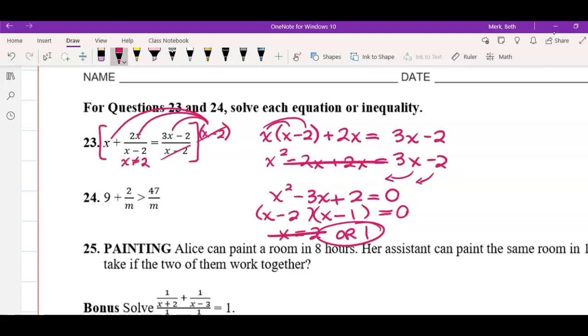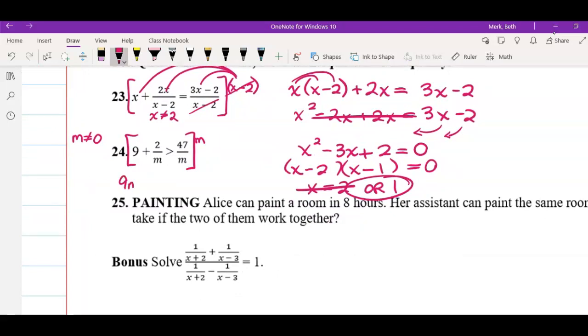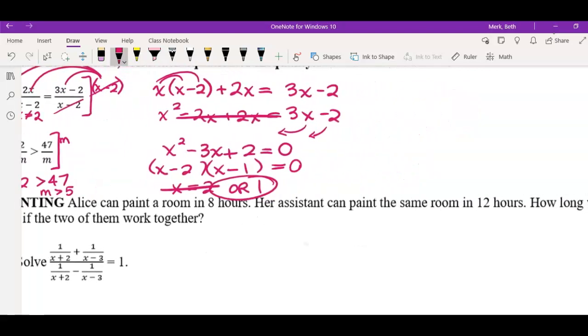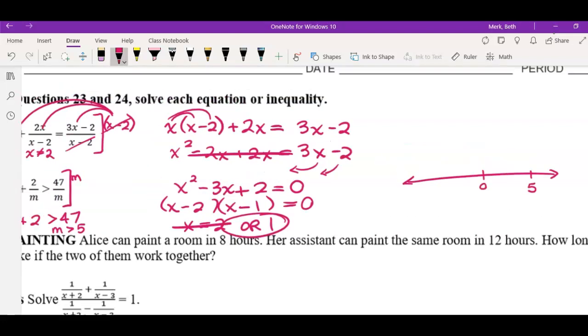When we're dealing with inequalities, we make a little note that m cannot equal, in this case, 0. And then we solve it just as we did the last problem. This gives me 9m plus 2 greater than 47. And when I solve that all the rest of the way, I get m greater than 5. But recall, we need to make our number line and list the domain restrictions and the value that we just came up with and test the pieces.